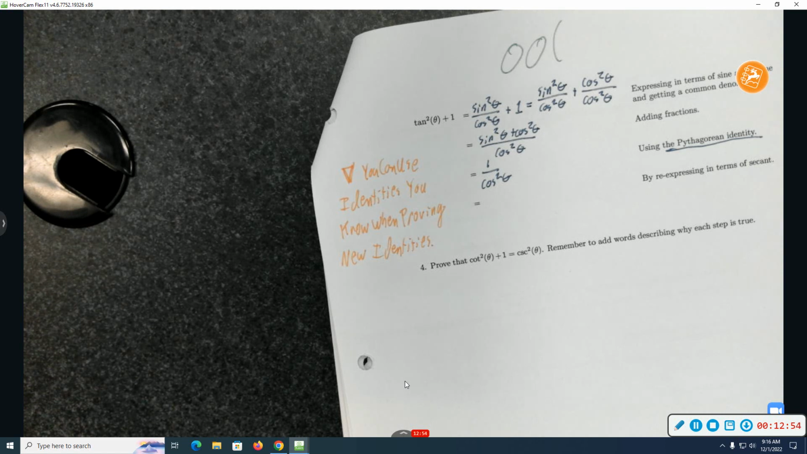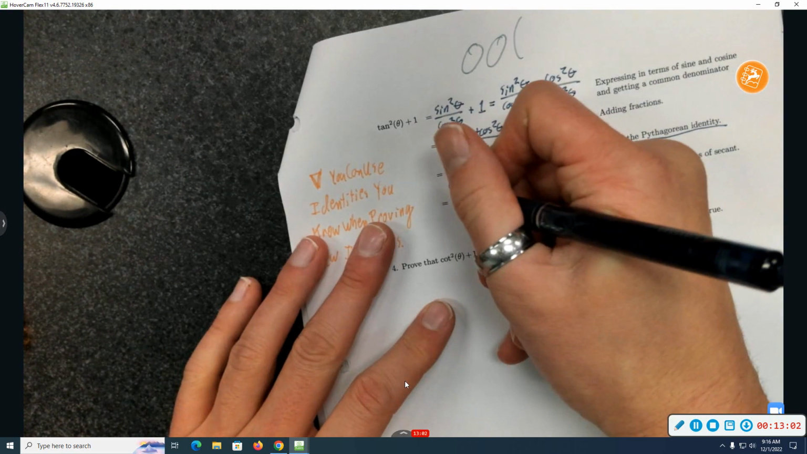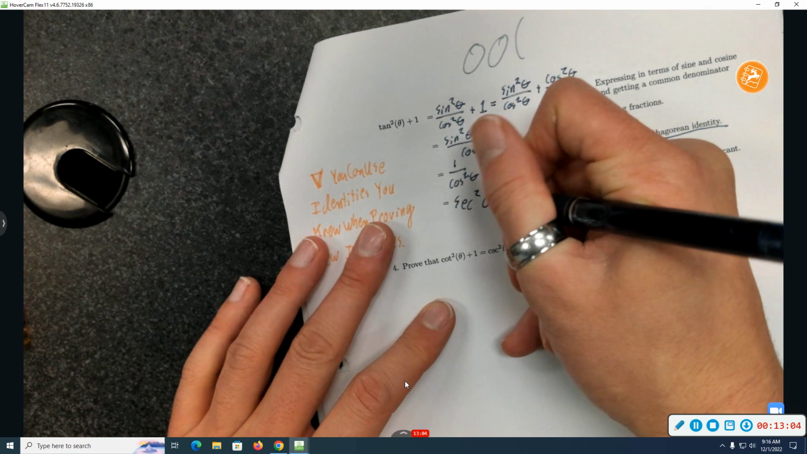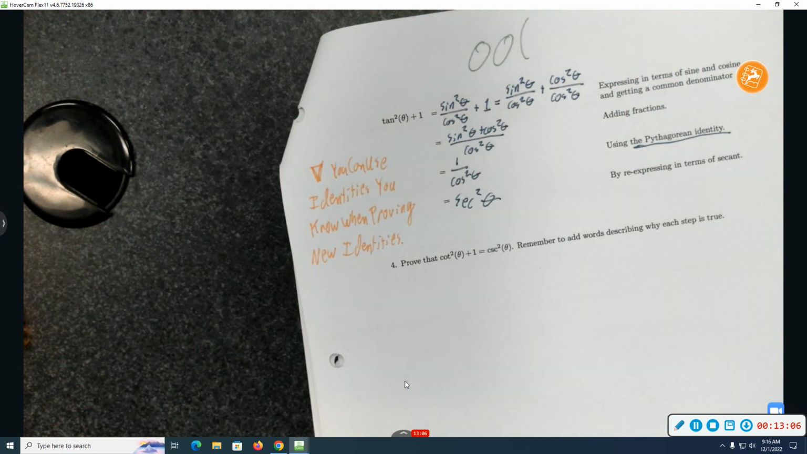And finally, let's wrap this up. What's 1 over cosine squared equal to? Secant squared. Secant because of the 1 over cosine and squared because of the squared. Nice. So, for absolutely any angle theta, tangent squared theta plus 1 is always the exact same as secant squared theta.